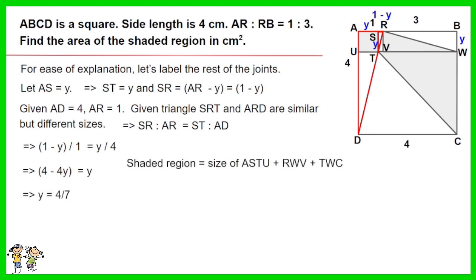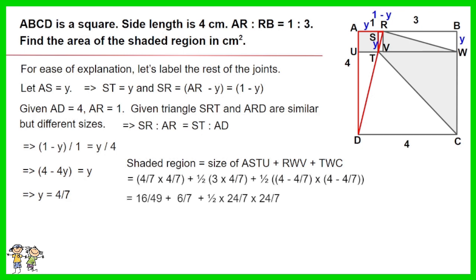Shaded region equals size of ASTU plus RWV plus TWC. Work out the equation. The answer is 7 and 3 over 49.